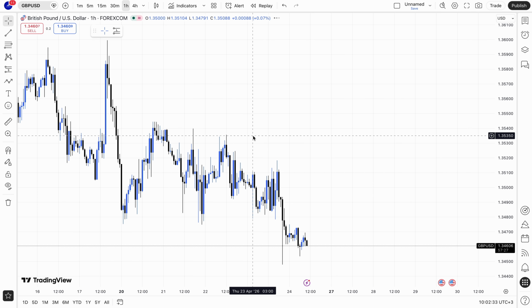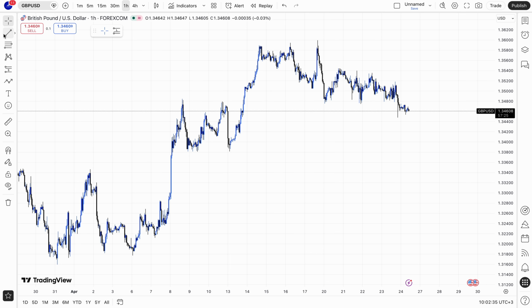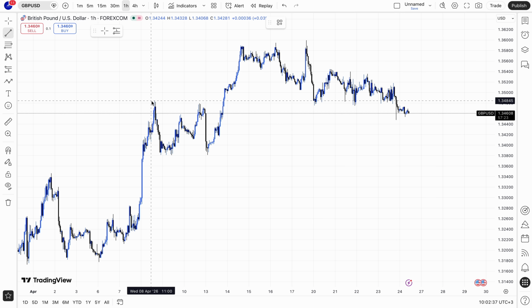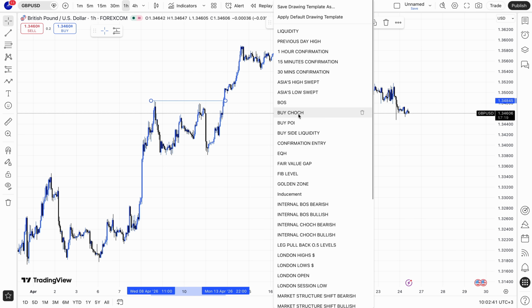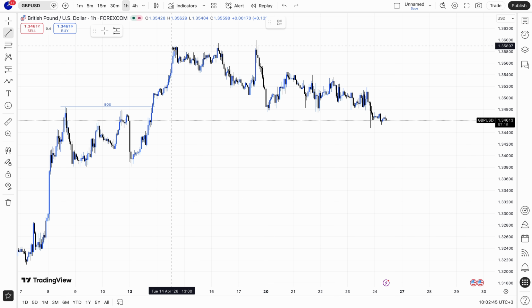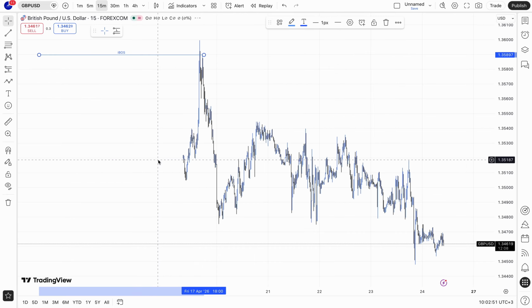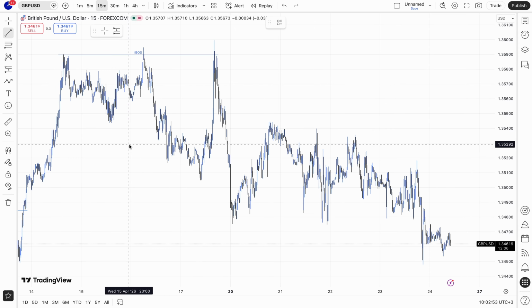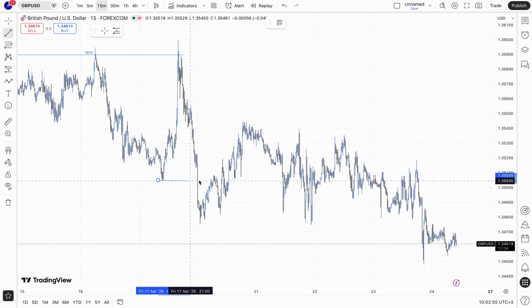First thing first is always market structure. You can understand that we had our break of structure to the upside, external market structure from here. Then from here we had our break of structure to the upside on 15 minutes. 15 minutes is our internal market structure. Then we're going to have our change of character to the downside.